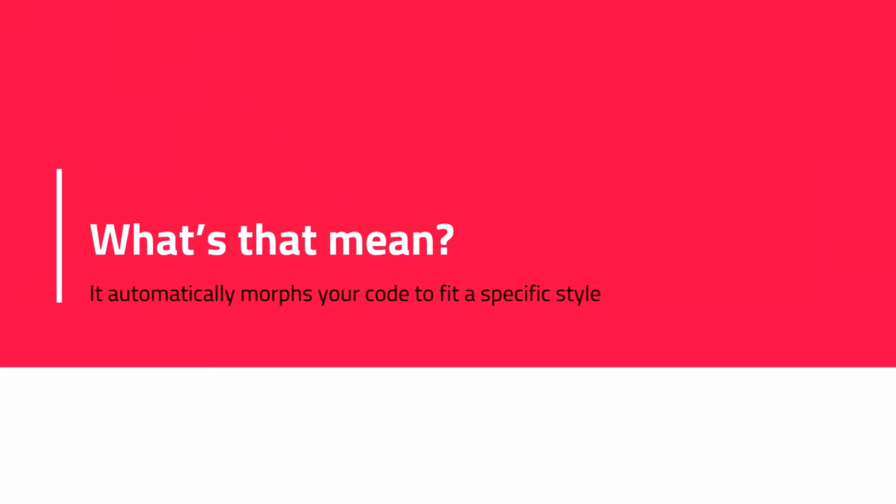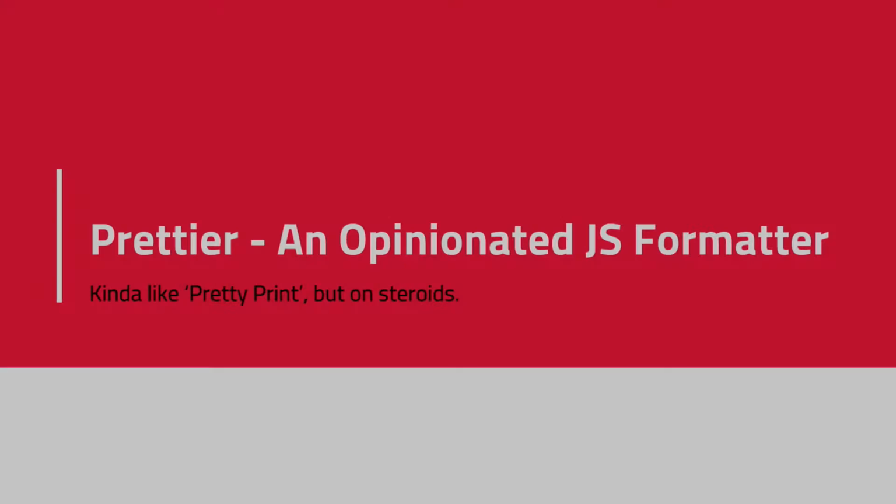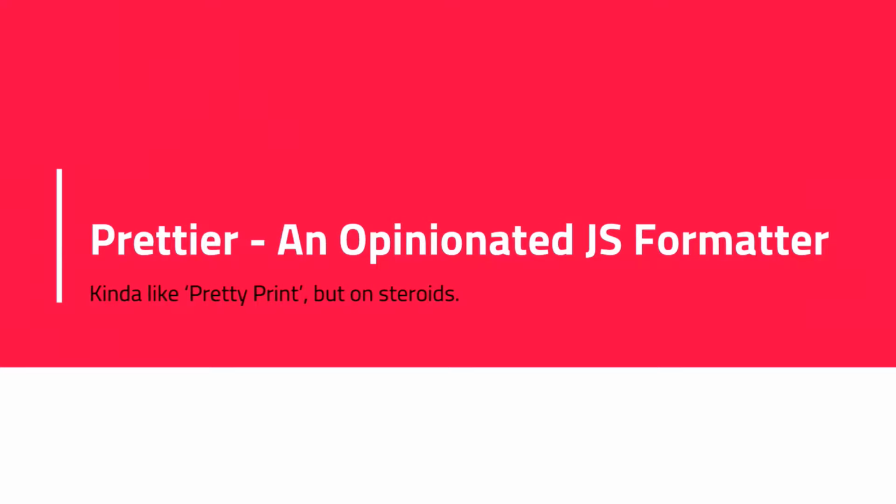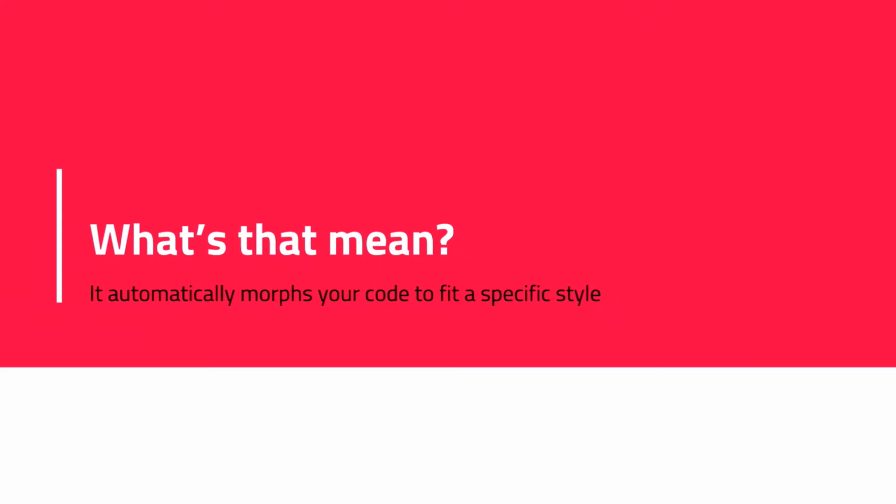So what does that mean? Well, I just talked about it. Basically, it automatically morphs your code to fit a specific style. Now, I will note that Prettier is an opinionated style formatter. That means there is very limited configuration, and so for the time being, you're going to be at the whims of James Long himself as he decided what style he likes most.